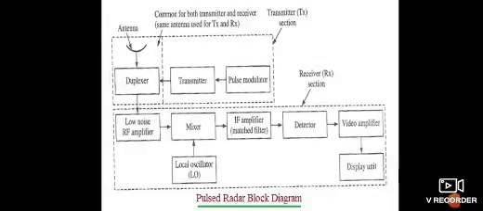Next, here is the diagram of the pulsar radar block diagram. Before going to the pulsar radars, first of all we have to know about the types of radars. Radars are divided into two parts, that is pulsar radars and continuous wave radars, that is CW radars.